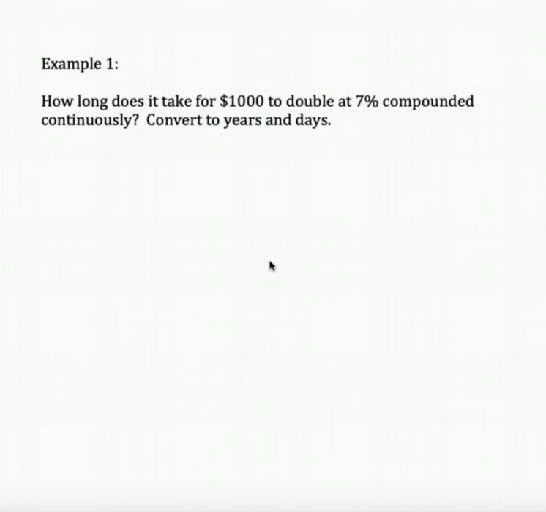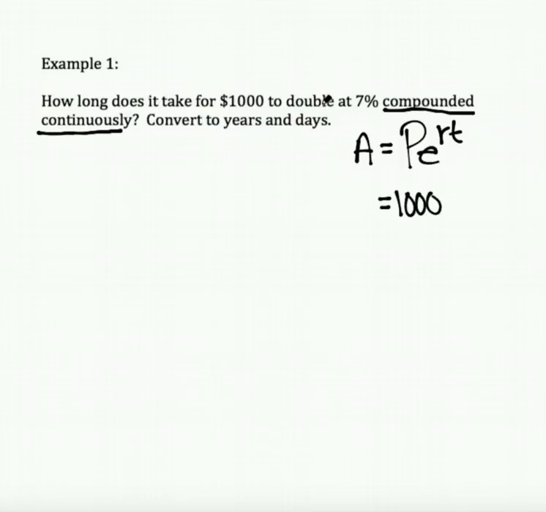Example 1, how long does it take for $1,000 to double at 7% compounded continuously? Convert to years and days. So I'm going to use the new formula, but I want to show you where this is coming from. So I have A is equal to PE to the RT, and I know that I'm using that formula because it says compounded continuously. Now A is how much you're going to have in the future. P is the starting amount, so I know my starting amount is 1,000. I want the money to double, so in the future I want to have 2,000. And then I'm going to have E to the R, which is 0.07, and I'm looking for T.